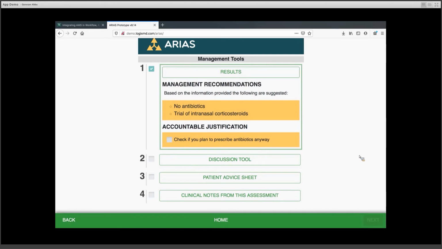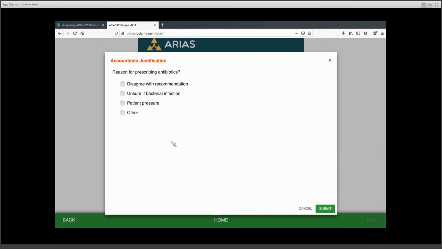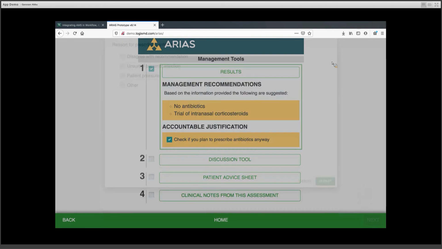Now, I'm not sure if any of you disagreed with the recommendation, and you may have a reason to disagree, but we have a section here for accountable justification. So we had asked that if you disagree and you want to prescribe antibiotics regardless, then please check this and tell us why you disagreed. And maybe there was patient pressure, or you disagreed with the recommendation, or you're unsure. You think that this may be a bacterial infection. So you have that option.